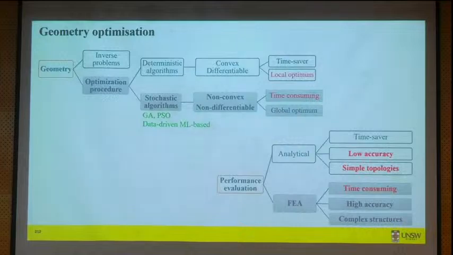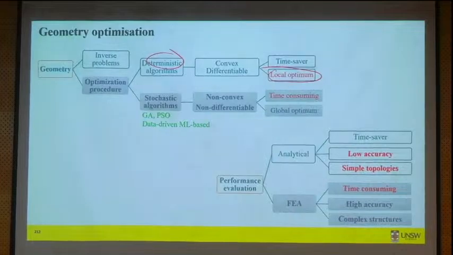So once we have done our geometric parameterization, which type of optimization technique should we choose? We could use a deterministic type of algorithm, but usually we cannot guarantee that we will find the global optimum. We may end up in a local optimum, but it will be quick.